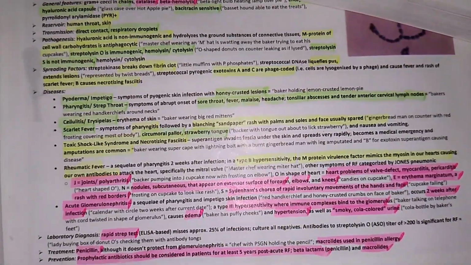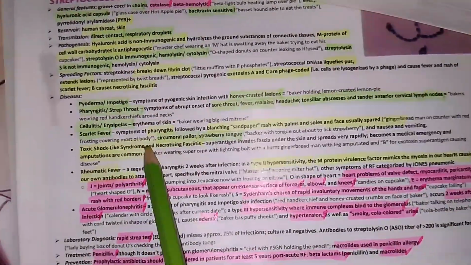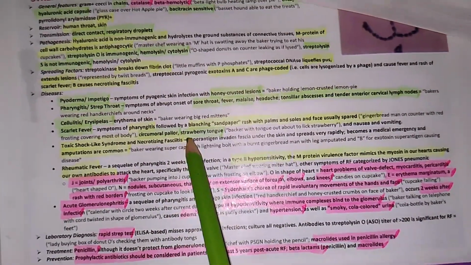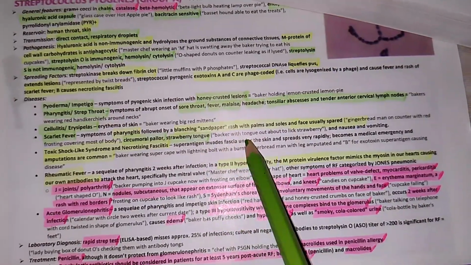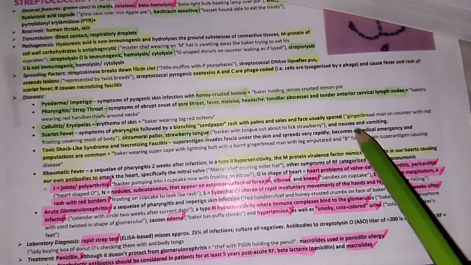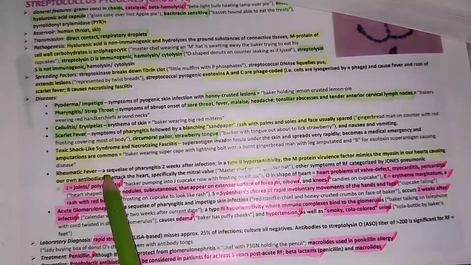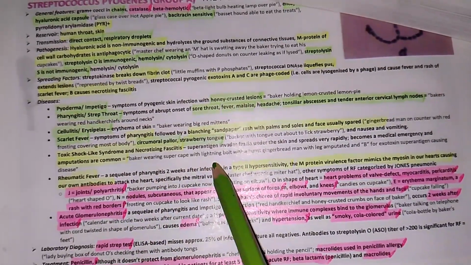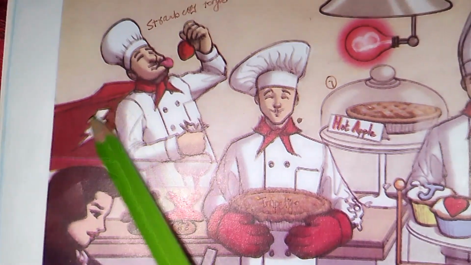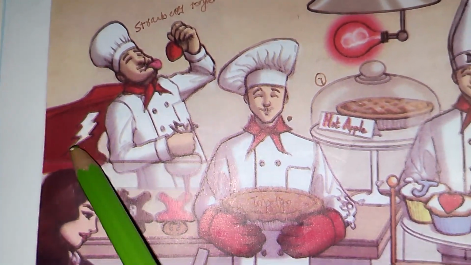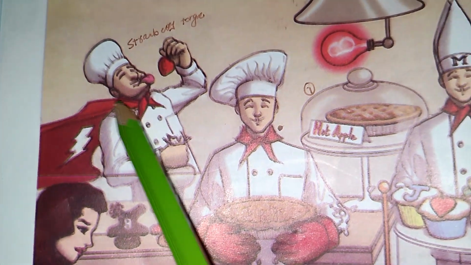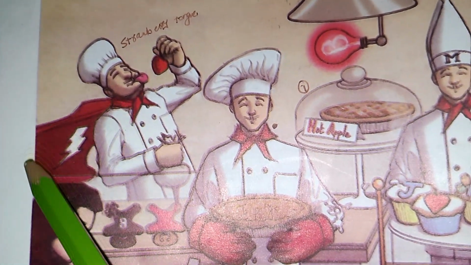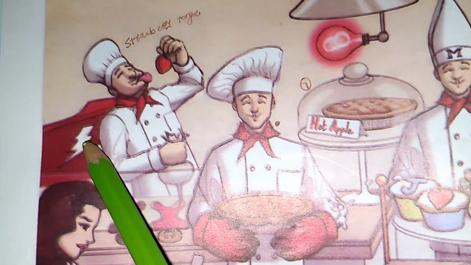And the next two toxigenic diseases were the toxic shock like syndrome and necrotizing fasciitis. These are actually caused by a super antigen. There is a super antigen that invades fascia under the skin and spreads very rapidly, and it becomes a medical emergency, and amputations are common. So the baker wearing this super cape with lightning, you can see that toxic shock like syndrome is represented by this shock symbol, and he is actually wearing a superman kind of dress, so it is a super antigen that is causing this toxic shock like syndrome.